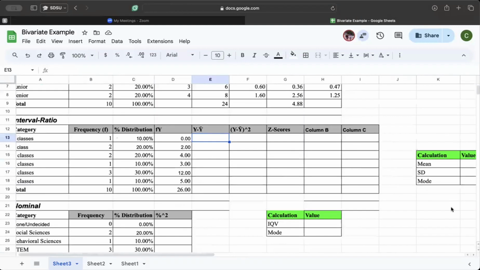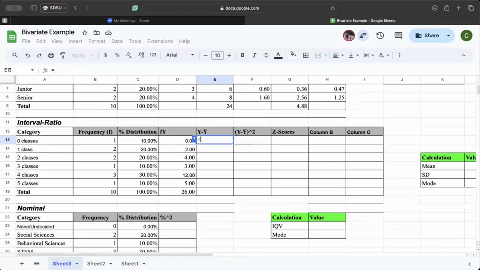All right, now what that means is I'm going to do my y minus my mean. So 0 minus 2.6, 1 minus 2.6, 2 minus 2.6, etc.